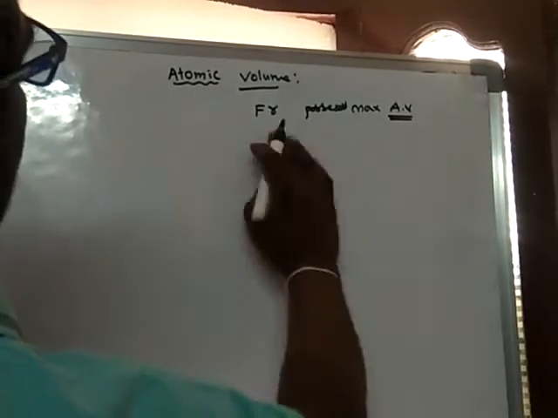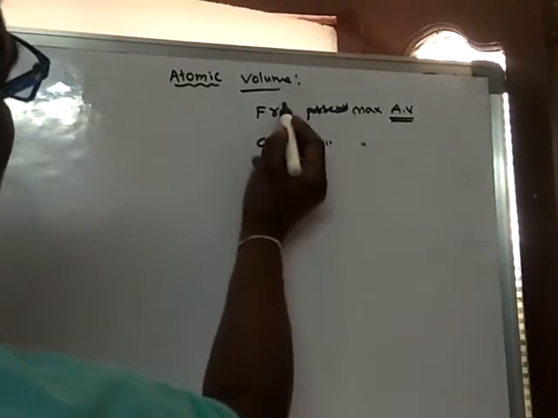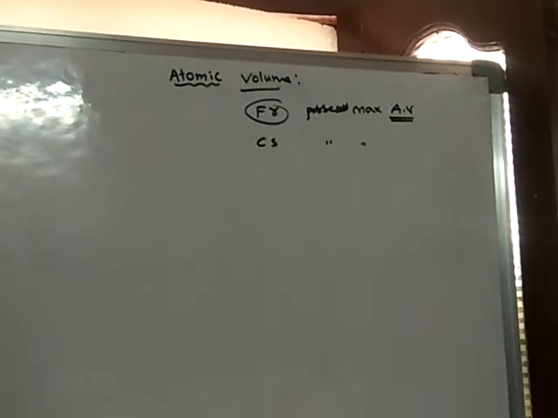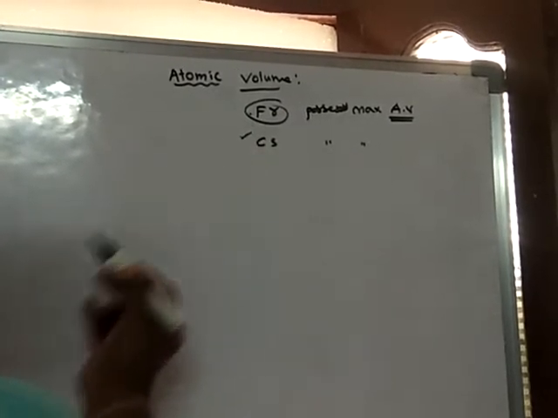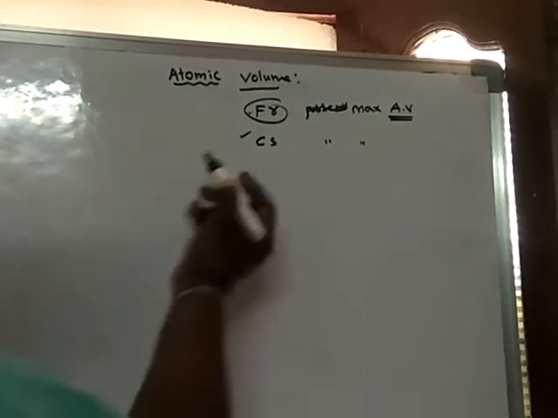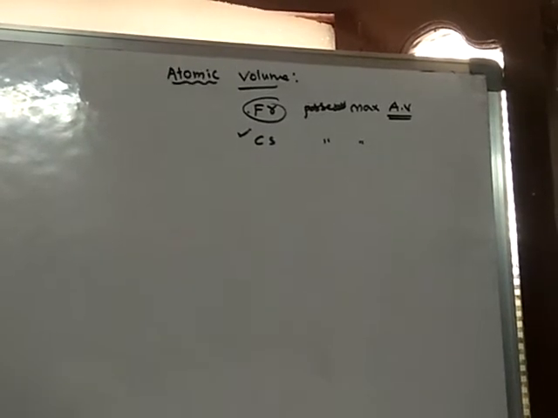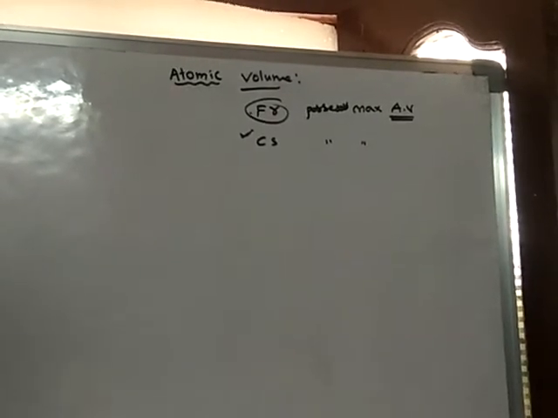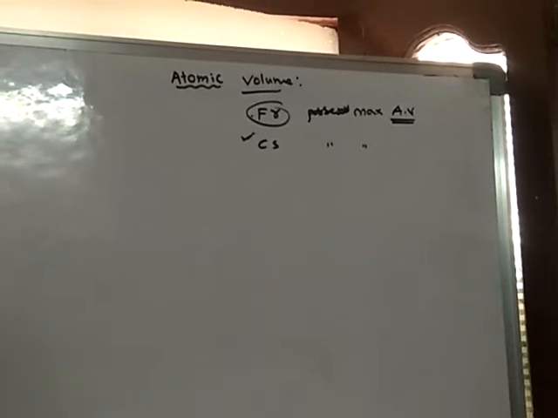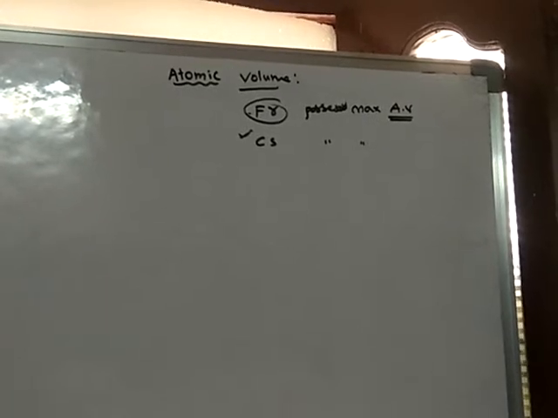Next to francium is cesium. As francium is a radioactive element, generally next to francium is cesium, we will consider cesium as the maximum atomic volume. The element which possesses maximum atomic volume, we will consider it as cesium. But actually it should be francium. But as francium is a radioactive element and it is most unstable, we cannot find the existence of francium for a longer time. Hence we will go with cesium. Cesium is the atom which possesses maximum atomic volume.